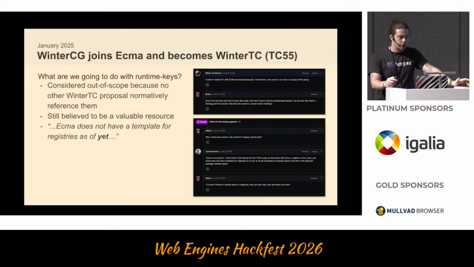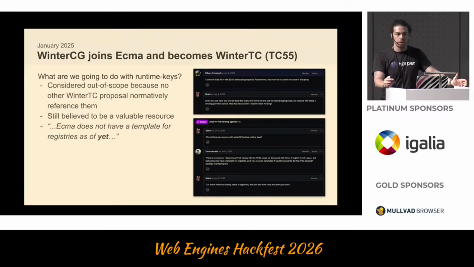Fast forward a few years, January 2025, the WinterCG joined Ecma and became the WinterTC or TC55. But there was a question at the time of what exactly we were going to do with the runtime keys proposal. It was considered out of scope because no other WinterTC normatively referenced those keys, at least not yet. But we still believed it to be a valuable resource. So we didn't just want to throw it away. We didn't just want to archive it or abandon it. So we had to figure out, what were we going to do?